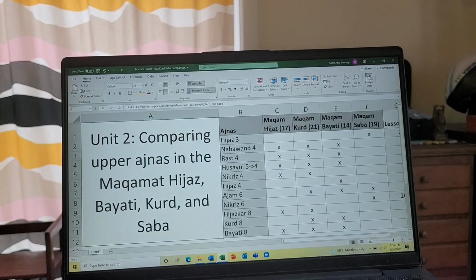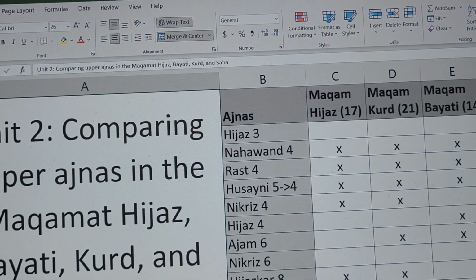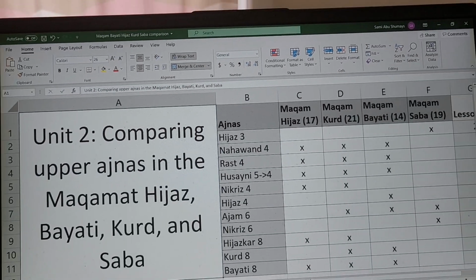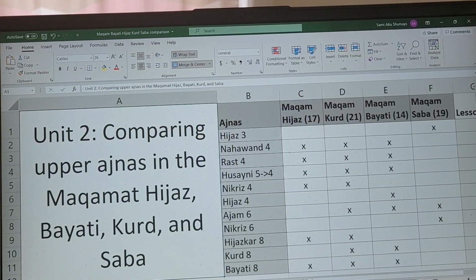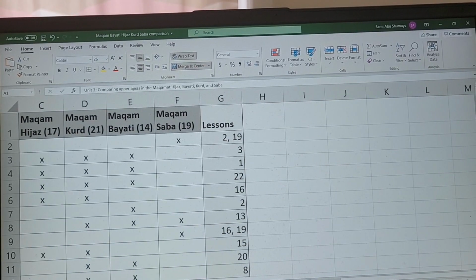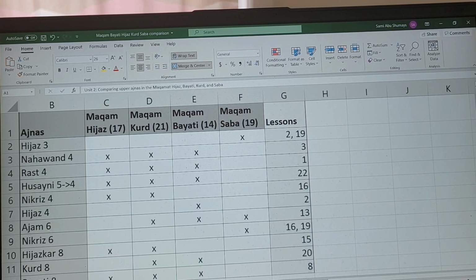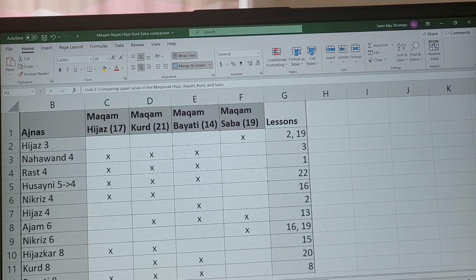So let's go back to Bayati and start comparing what is in the upper ajnas. Okay? Chart one more time. And if you notice, I want to start by comparing. Let me move this over a little bit here. I've shown you the lessons that things are in.